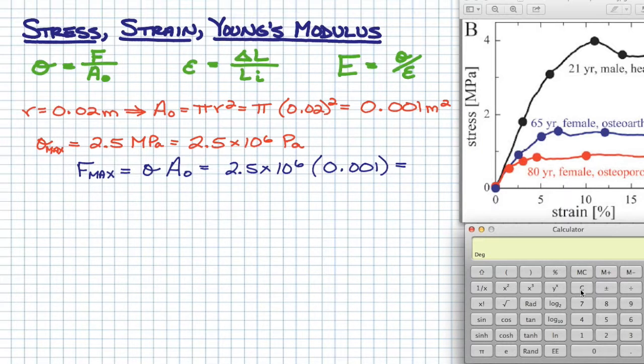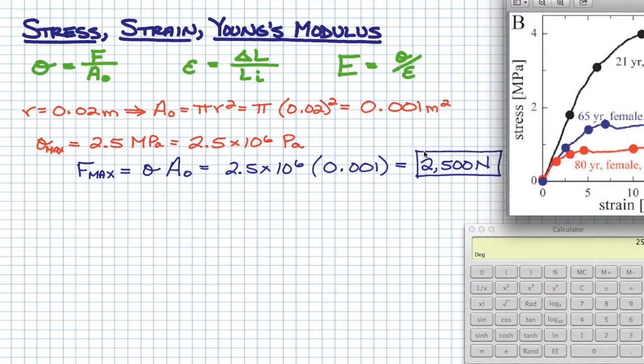And if we take a look at this, 2.5 times 10 to the 6th, and we multiply that by our area, we should wind up with 2,500 newtons. So that's the maximum amount of force that our femur, or this 21-year-old femur, can withstand before any permanent deformation is going to occur. Anything less than or up to 2,500 newtons, as soon as it's removed, that femur will go back to its original shape. So we've answered the first part of the question.